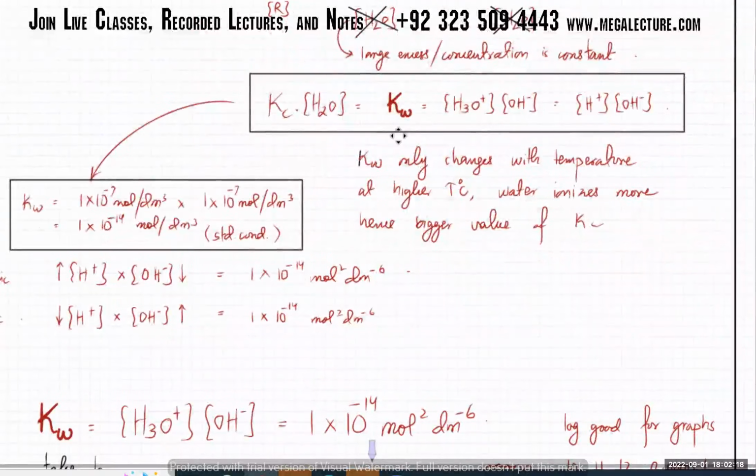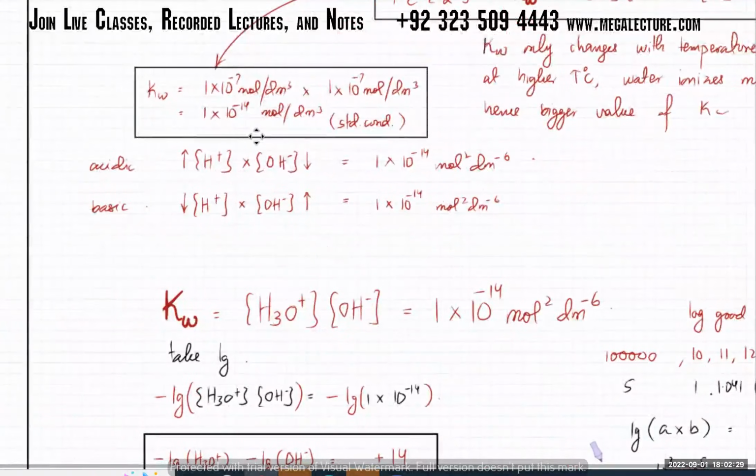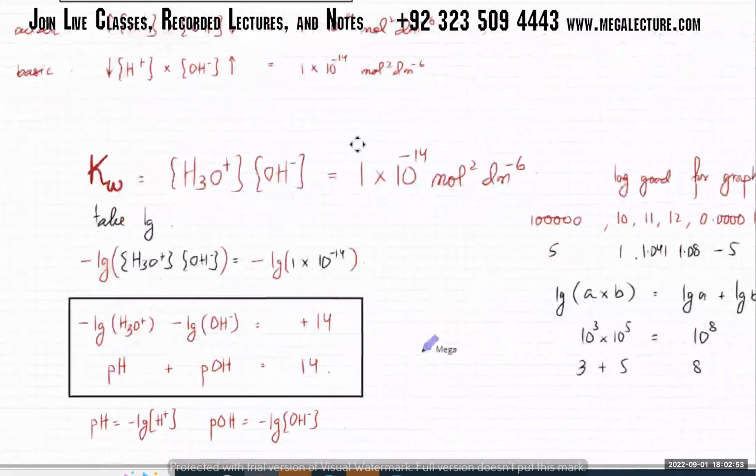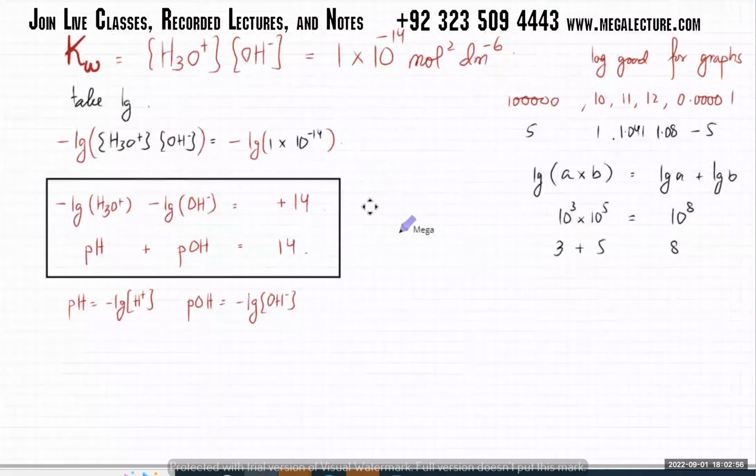Kw is an equilibrium constant, so it only changes with temperature, and jitna zyada temperature hoga utne zyada ions honge, so it's going to have a higher value. The value of Kw we calculated was 1 times 10 power minus 14, because H plus 1 was under standard conditions 1 times 10 power minus 7, and OH minus 1 was also the same. And this value is always a constant, whether it's acidic, so H plus 1 zyada ho jayenge, OH ions kam ho jayenge, but the product will still be 1 times 10 power minus 14. Whether it's basic, so H plus 1 kam ho jayenge, and the OH ions will increase, but the product will still remain 1 times 10 power minus 14. Mole square dm minus 6.